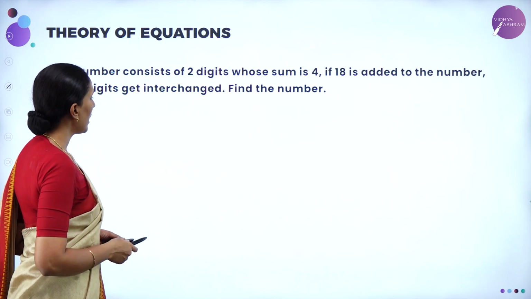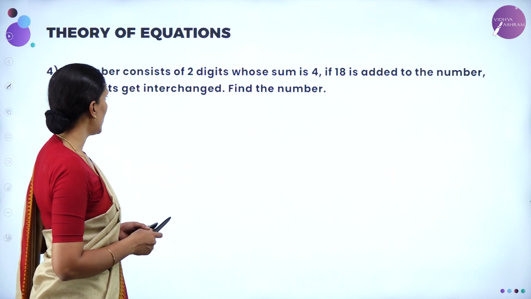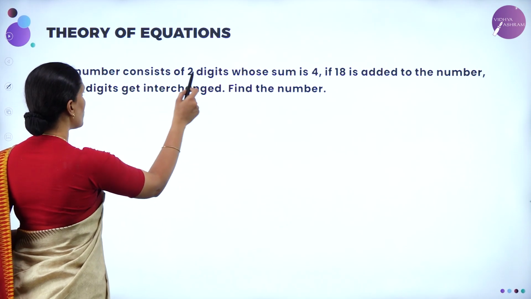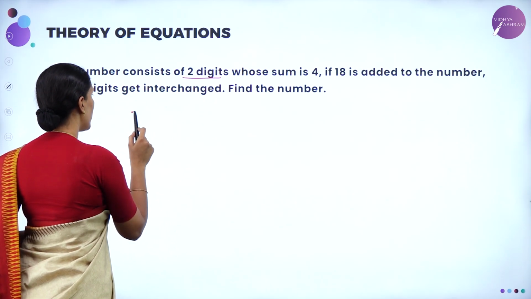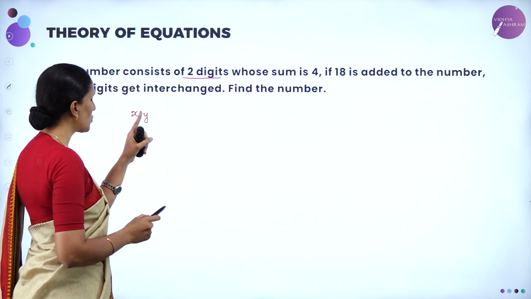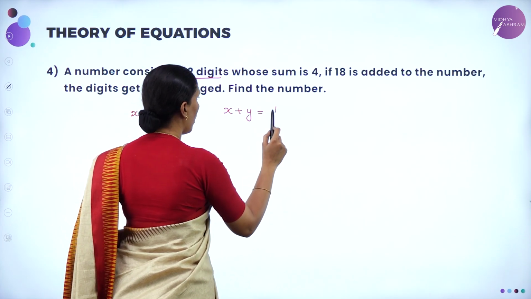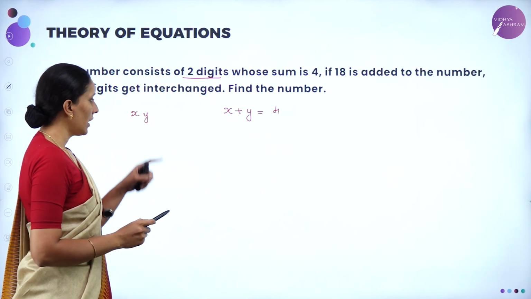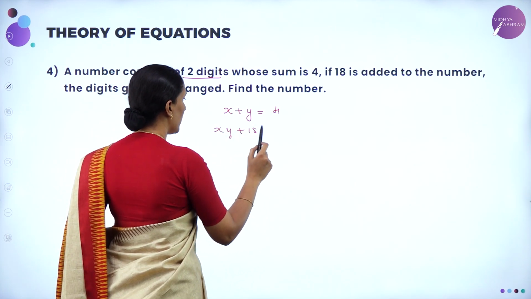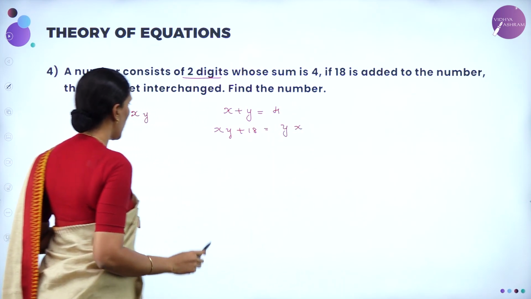Next, a number consists of 2 digits whose sum is 4. If 18 is added to the number, the digits get interchanged. Find the number. The sum consists of 2 digits. So let the 2-digit number be x, y. And when you add those 2 digits, that is x plus y, you will get 4. Then if 18 is added to the number, the digits are interchanged, which becomes yx.